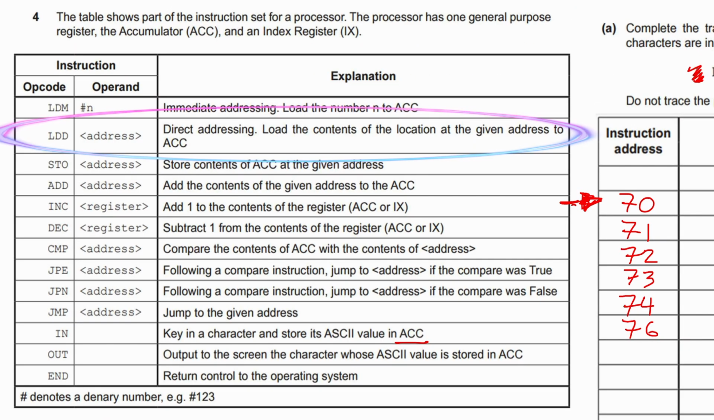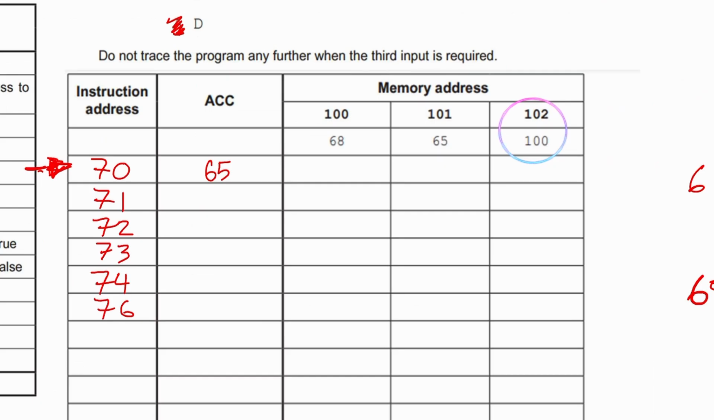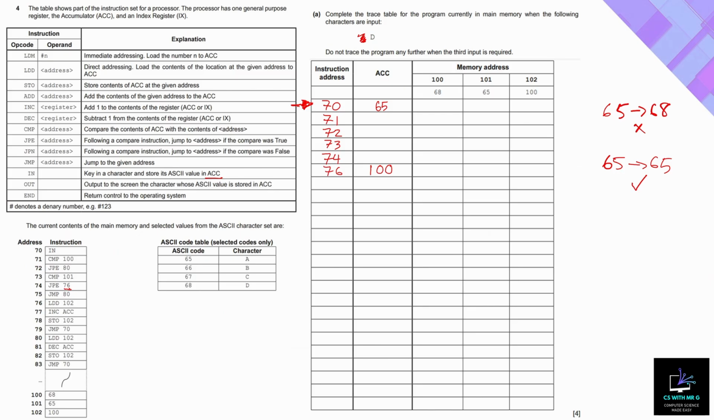So LDD. Look on our table: LDD, direct addressing, load the contents of the location at the given address to the accumulator. The address given was 102. Remember, this is instruction number 76. Address number 102 gives us the value 100, and we are loading this into the accumulator, which means 100 goes there. So we are currently here.